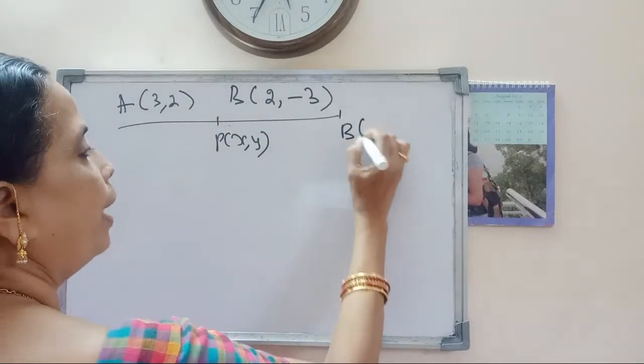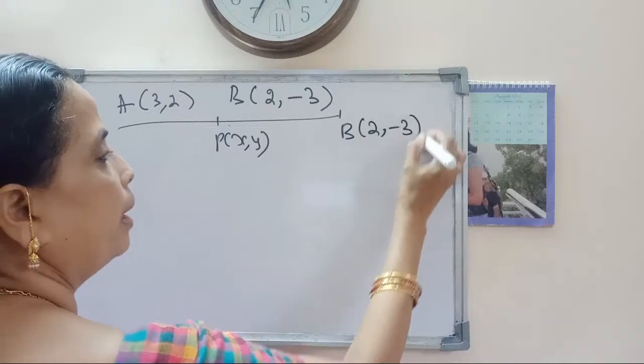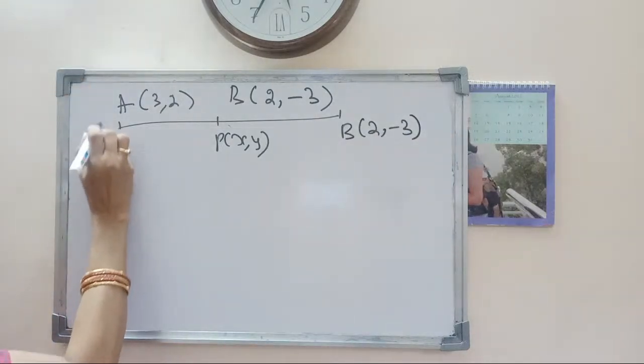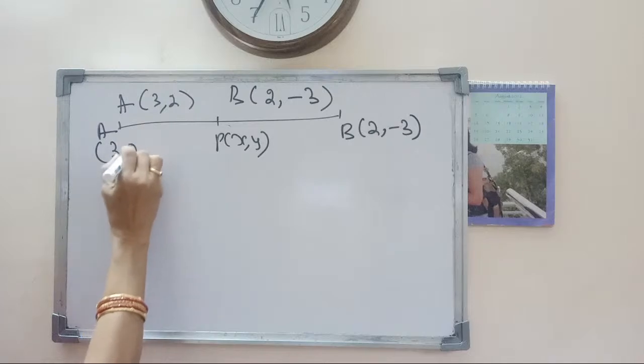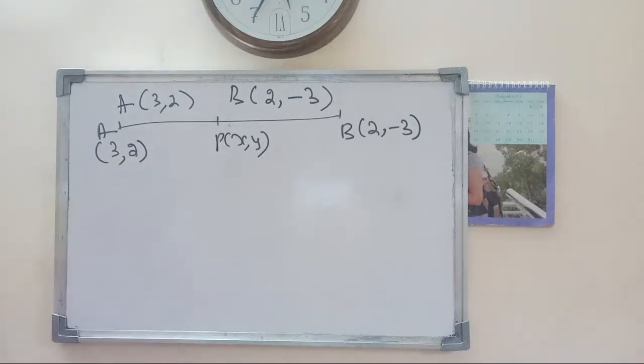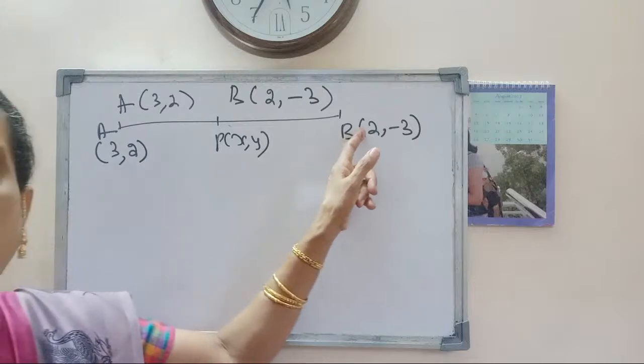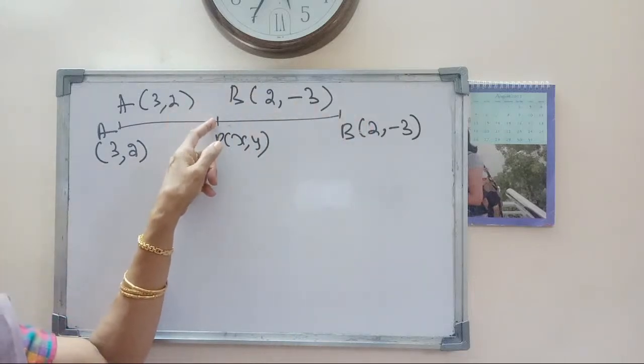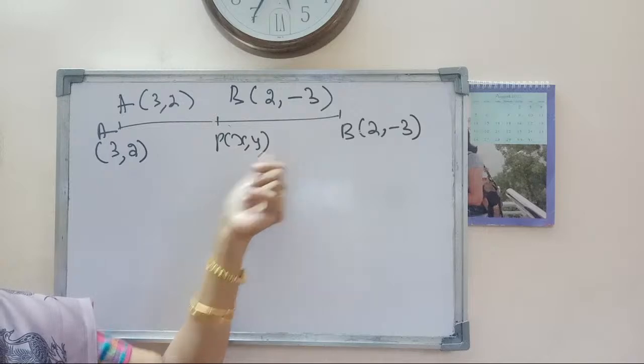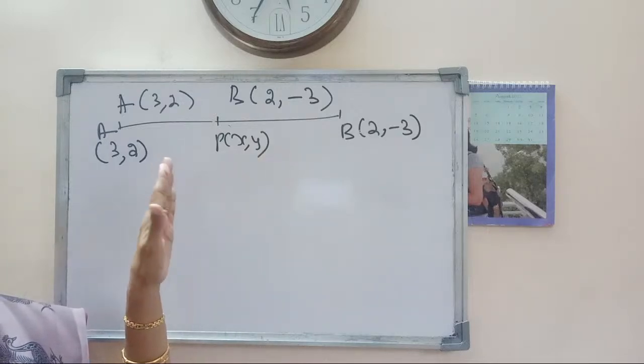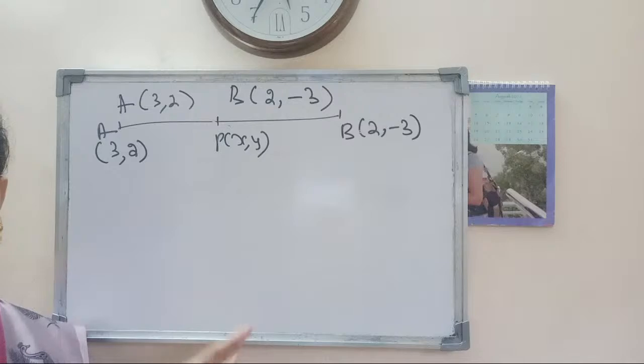Condition: this is point B with ordered pair (2, 3). This is point A with ordered pair (3, 2). Condition: these 2 points are equidistant from the point P (x, y). Here the point is not either on the x-axis or y-axis. It may be in any quadrant. In such cases, what could be the relation? What is the relation in terms of x and y?